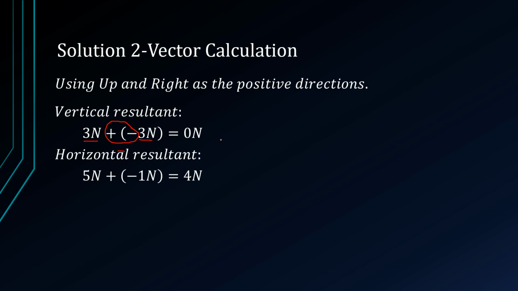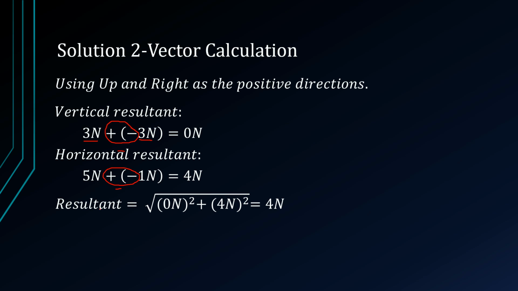For horizontal resultant, we do the same. Notice we have a 5 pointing in the positive direction and we have a 1 pointing in the opposite direction. So we put a negative sign in front of it, and this positive and negative sign here will turn to a negative sign, and we get 5 minus 1, which is 4. Now the resultant is found by Pythagoras theorem. We don't need to do it, but I'm just still completing the solution. Right at this point, we can see that it has only a horizontal component, so it points in the positive direction that way, and it is 4 newtons.